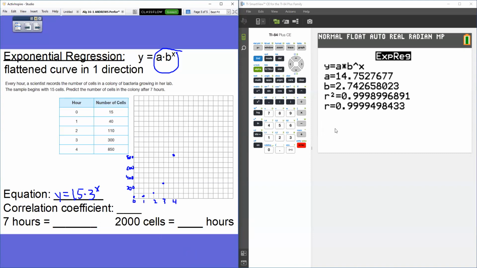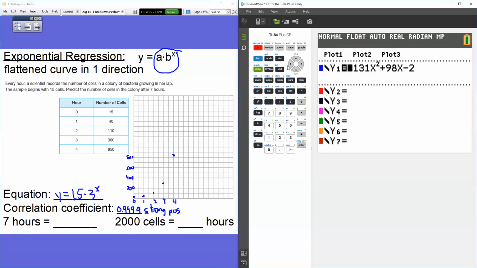Our correlation coefficient is our r value, not our r squared value. It is 0.9999. So that would indicate a strong positive correlation. Strong because it's really, really, really close to 1. So now we need to make a prediction for 7 hours.